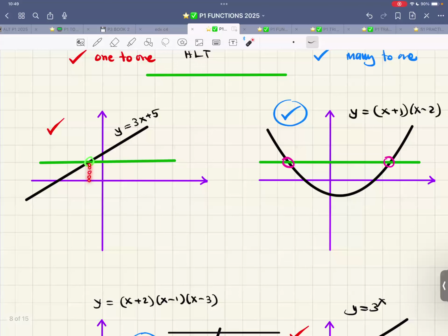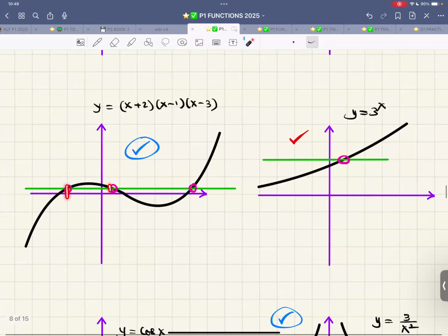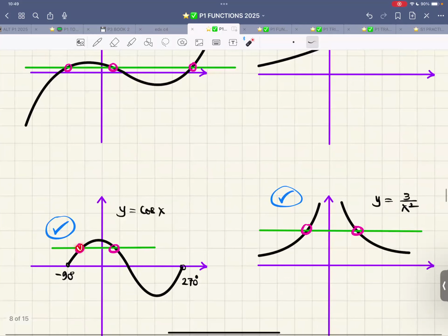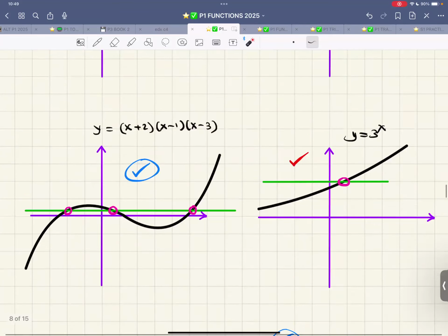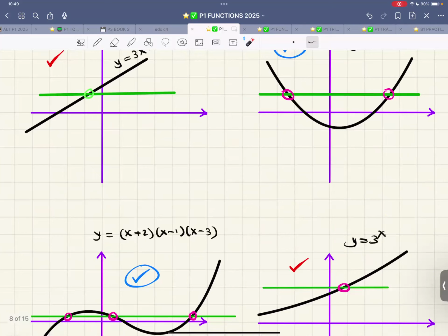So you can also see over here, one value of x is giving me one value of y. Two different values of x are giving me the same value of y. Three different values of x are giving me the same value of y. Two different values of x are giving me the same value of y. Two different values of x are giving me the same value of y. So that is the differentiation between a one-to-one and many-to-one.